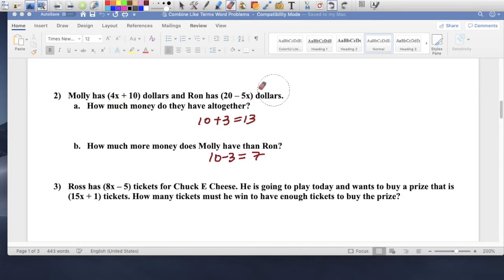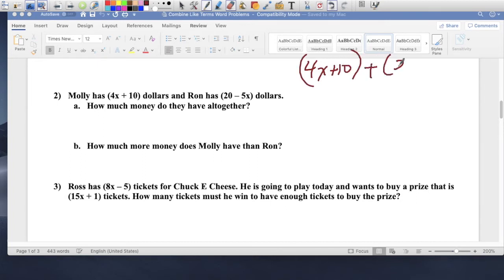Now, based on that, I want you to do the same thing, but with these two expressions. So how much money do they have all together? We're going to add. So Molly has this much. We're going to add to what Ron has. So we have 4x plus 10, right? So we're going to pretend there's a 1 here and do distribute properly. Because it's a positive times a positive, and it's likewise here, everything comes out the same.